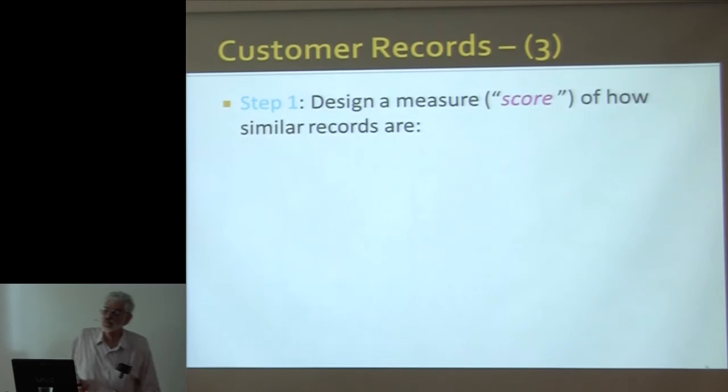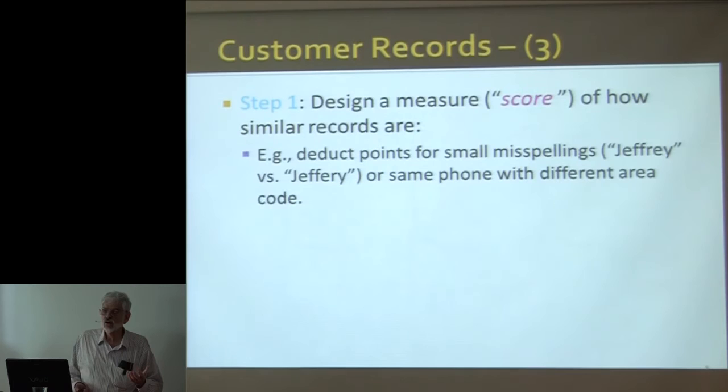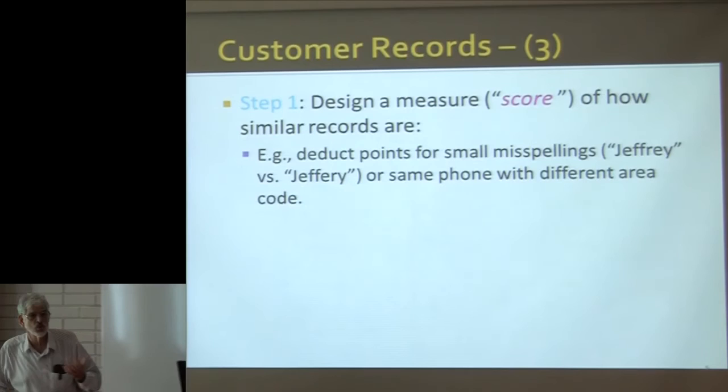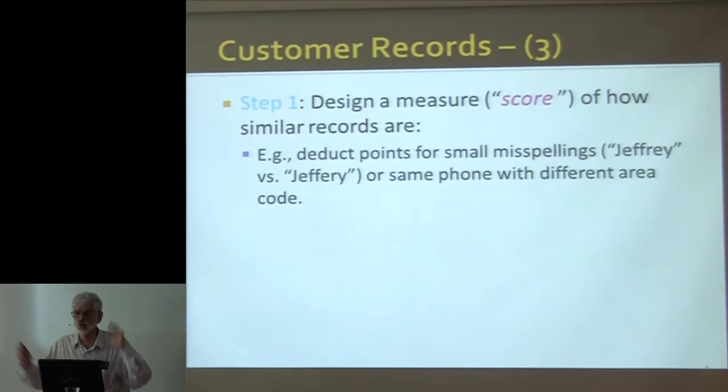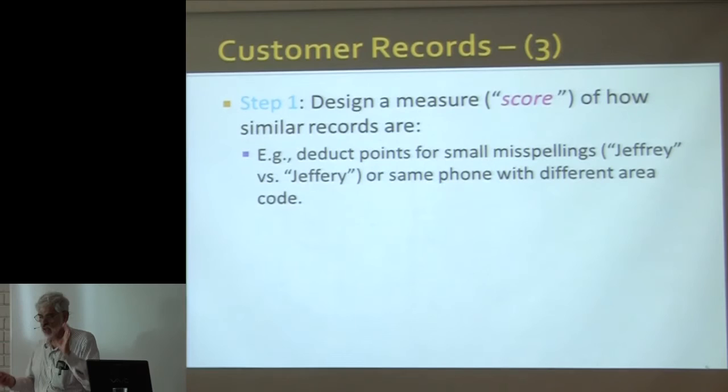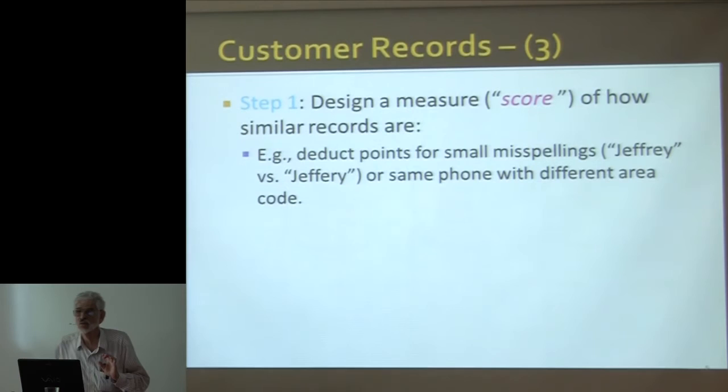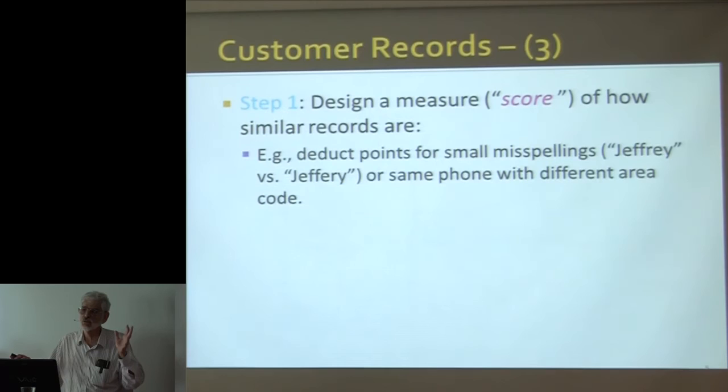So the first thing we did was we designed a score to measure how similar the name, address, and phone number in two records were. We gave 100 points to each of the three fields. So if you were identical in all three, you got a score of 300. It turned out, of the 2 million records, there were about 7,000 pairs that got this perfect score. Very tiny number. And I think we found about 180,000 pairs that were probably the same person.